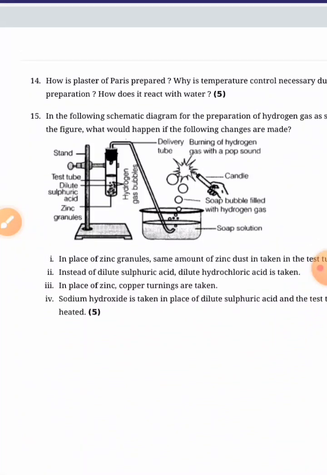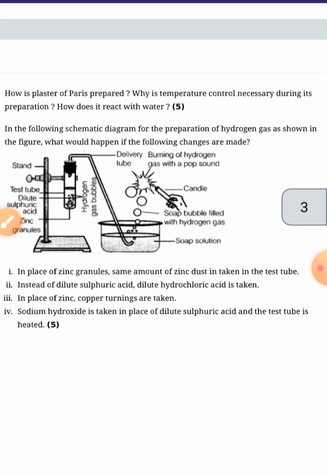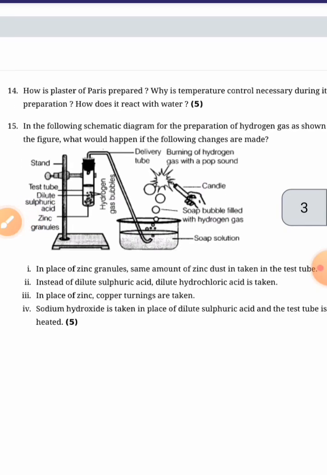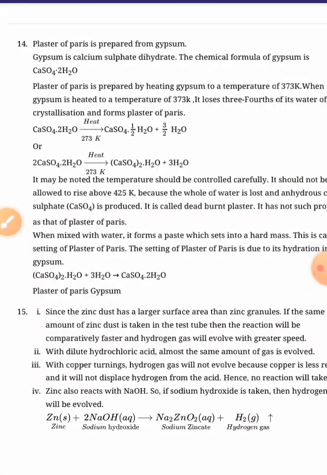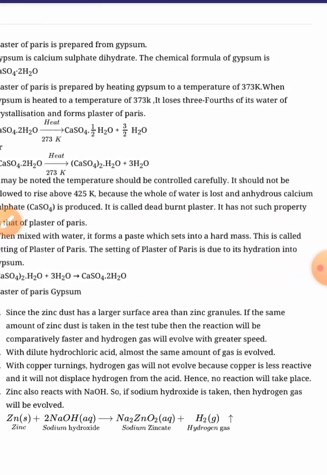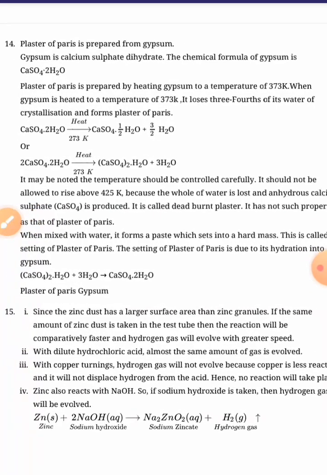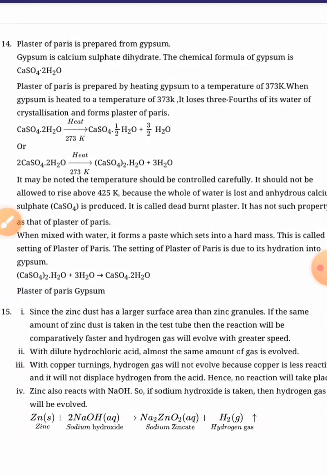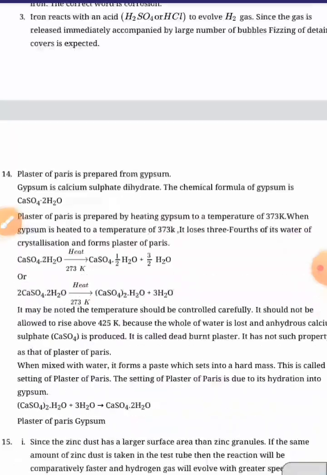Sodium hydroxide is taken in place of dilute sulfuric acid and the test tube is heated. Zinc also reacts with NaOH. So if sodium hydroxide is taken, then hydrogen gas will evolve. The formula is given: zinc plus 2NaOH gives Na2ZnO2, sodium zincate, plus H2 gas, hydrogen gas.